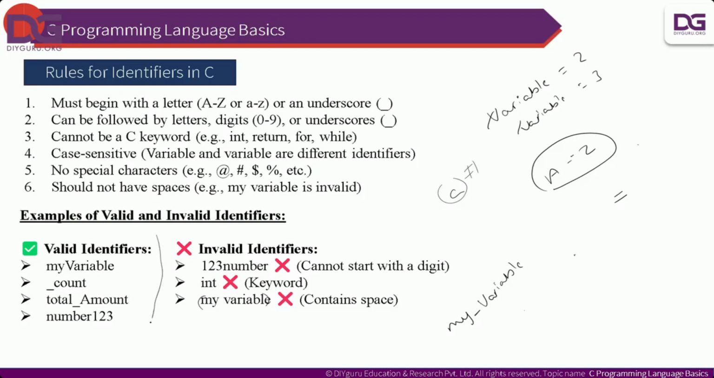So these are some sample valid identifiers and invalid identifiers. It should not start with a digit; rather, it should start with a letter. So first we start with a letter, then we can use digits. And no keywords and no space.